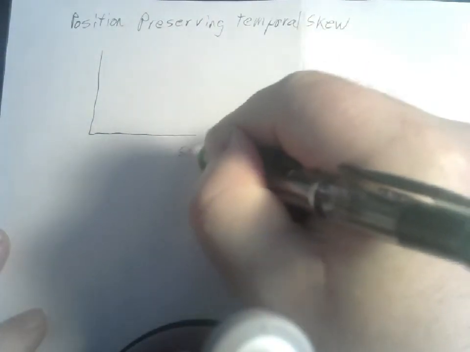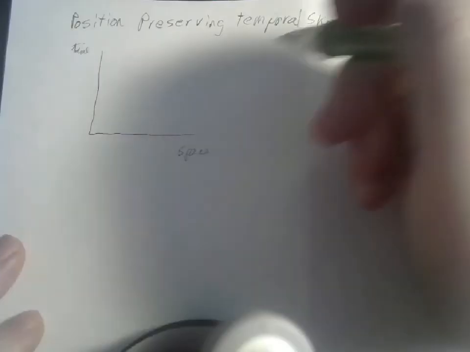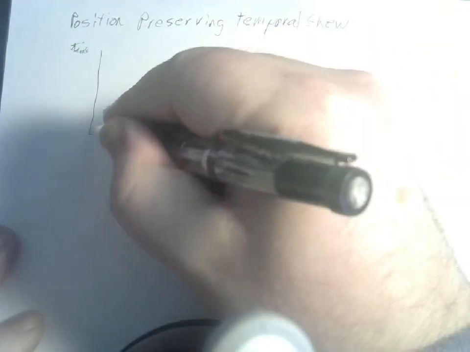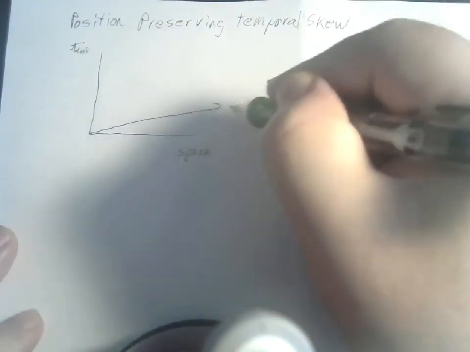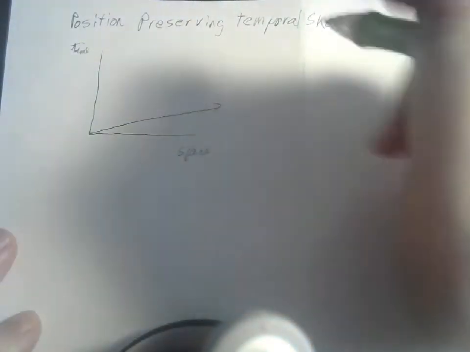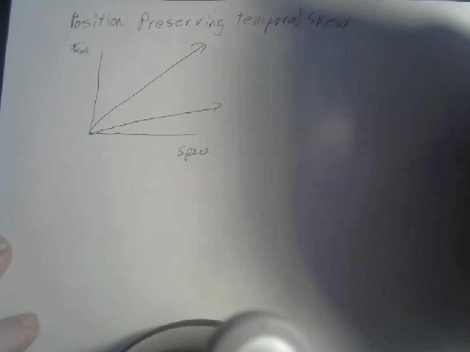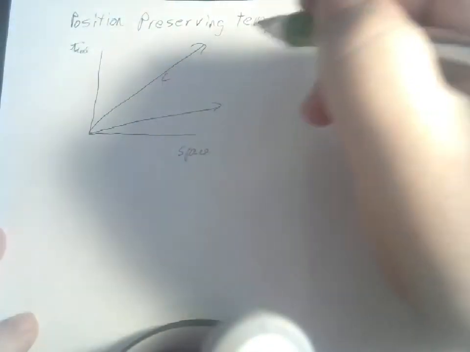So once again, imagine that you have space and time coming this way and this way. And we're just kind of mapping objects going through space and time. Let's say an object moving at the speed of light looks like this. It's going very, very fast. Space is large, time is small. An object moving less than the speed of light would look like that. Okay, so this one's going at c, this one's going less than c.